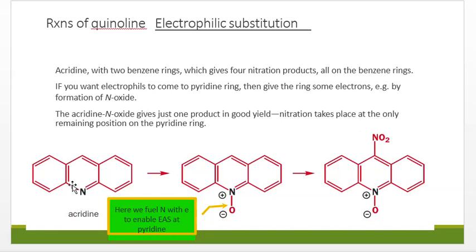Acridine. Acridine is also a heterocyclic compound, a fused heterocyclic compound. In this compound we can see two benzene rings and one heterocycle. Which heterocycle? Pyridine, which gives four nitration products, all on the benzene rings. But if you want electrophiles to come to the pyridine ring, then give the ring some electrons by formation of the nitrogen oxide. In this structure you can see the nitrogen oxide. The acridine N-oxide gives just one product in good yield. Nitration takes place at the only remaining position on the pyridine ring.